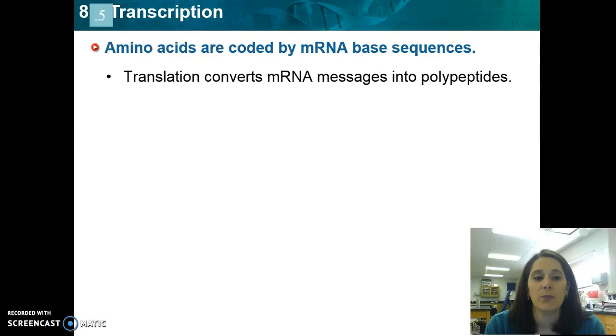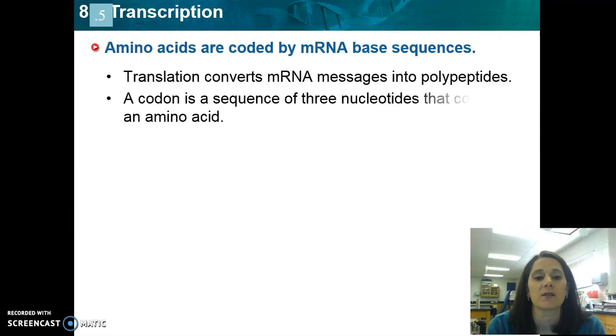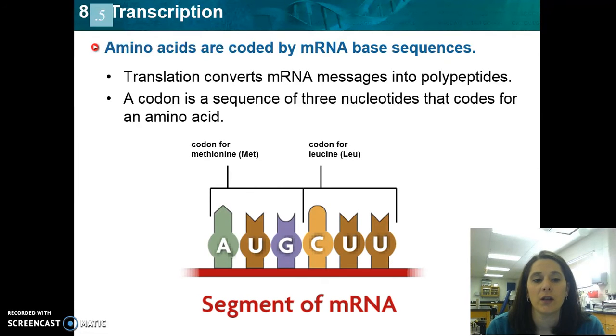For section 8.5, translation is going to convert that message that was created by our mRNA strand into a polypeptide, which is our protein sequence. To do that, we need codons. A codon is a three-letter sequence that codes for a particular amino acid, on page 244 in your textbook. And that chart will be coming up shortly in the next few slides.